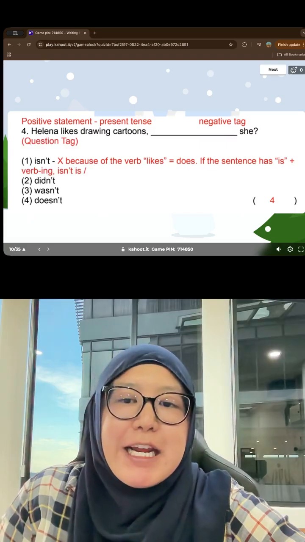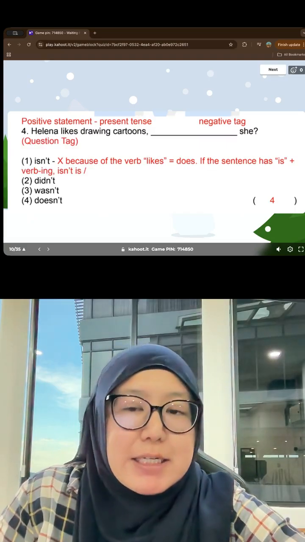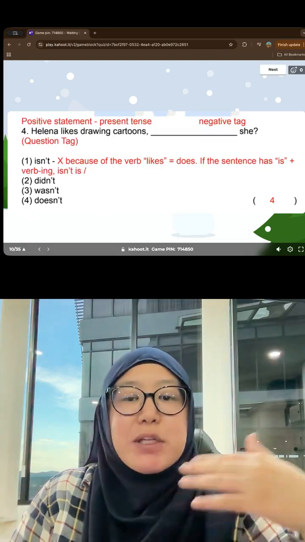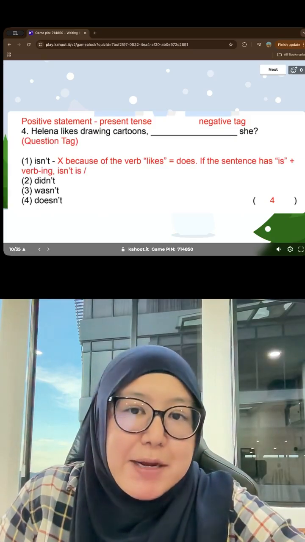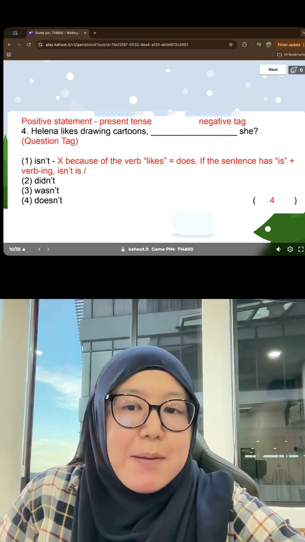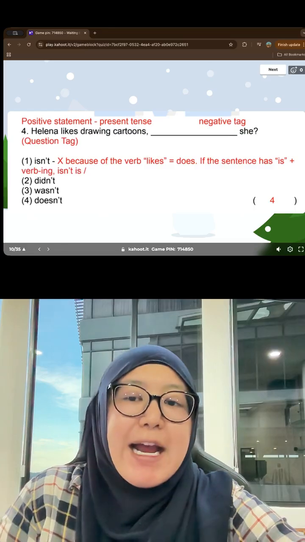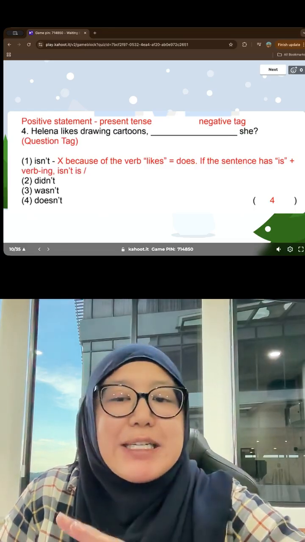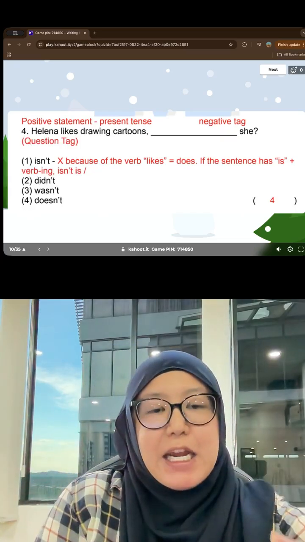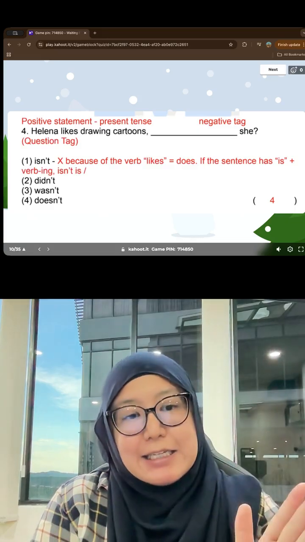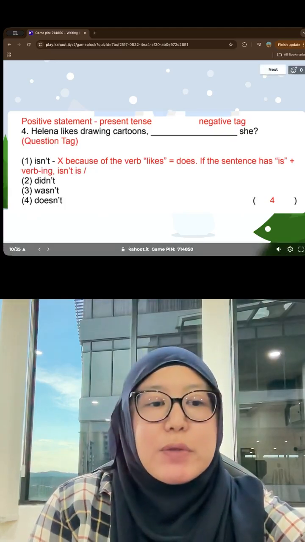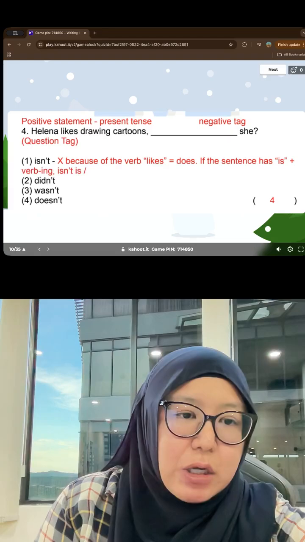Now, this is the explanation. Like I mentioned, this is a question tag, right? So, Helena likes drawing cartoons is a positive statement. And the statement is in present tense. So, the tag should be in present tense as well. Why number one is not the answer is because of the verb likes. You have to remember, if the sentence has is plus ing verb, then only you can use the is not.